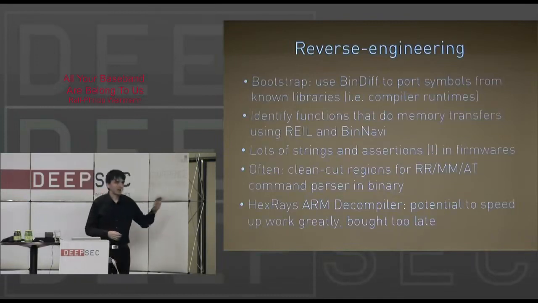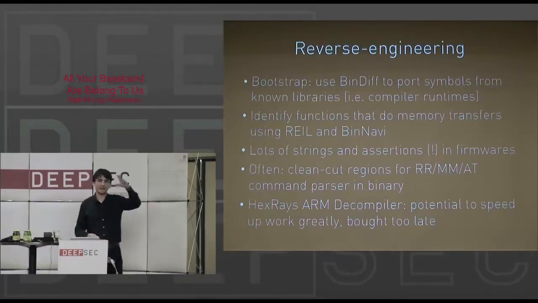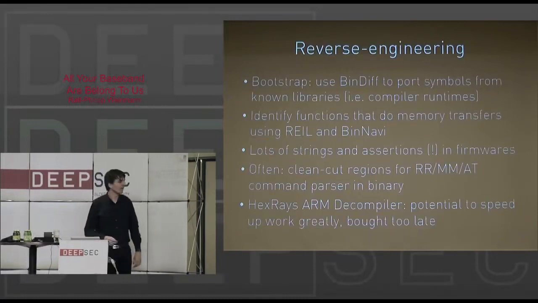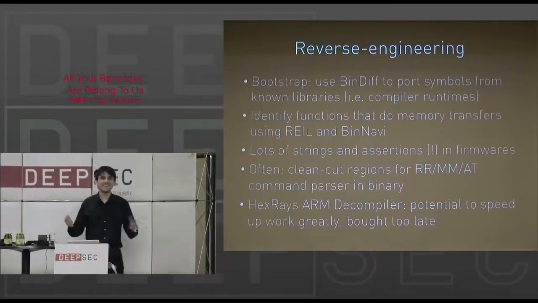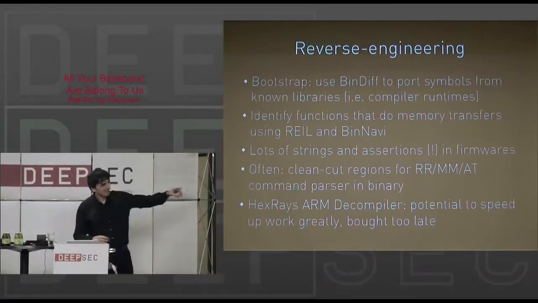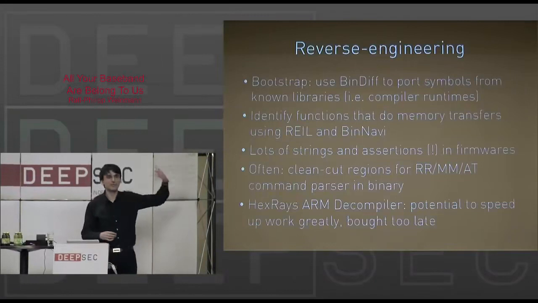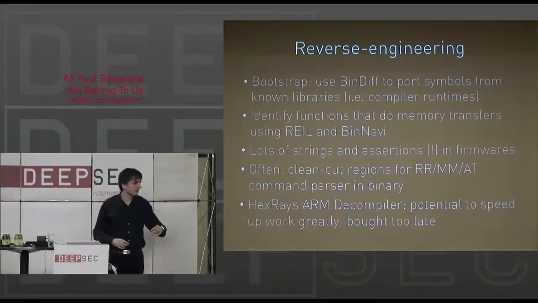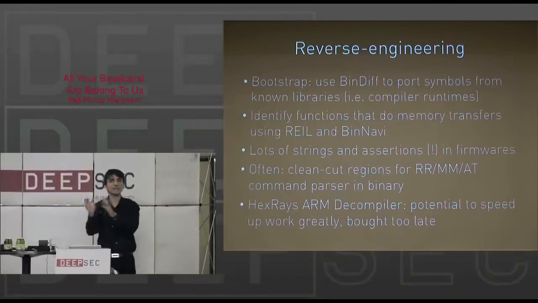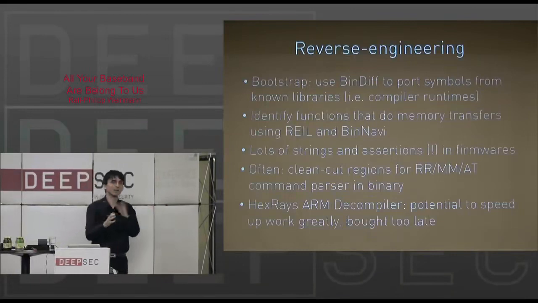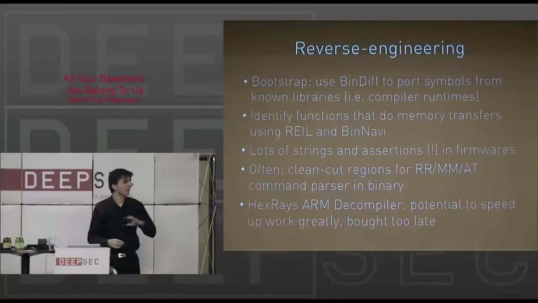The other thing is, oftentimes you have very clean-cut regions in the firmware for different things. So for instance, hex 1000 to hex 5000 is the RR layer. This is much too small, but then you have another region adjacent to that, which is the mobility management, and then somewhere else is the AT command parser. So it's not all over the place, but once you have identified one function of a certain type, you can be sure that there's similar functionality in the same region.